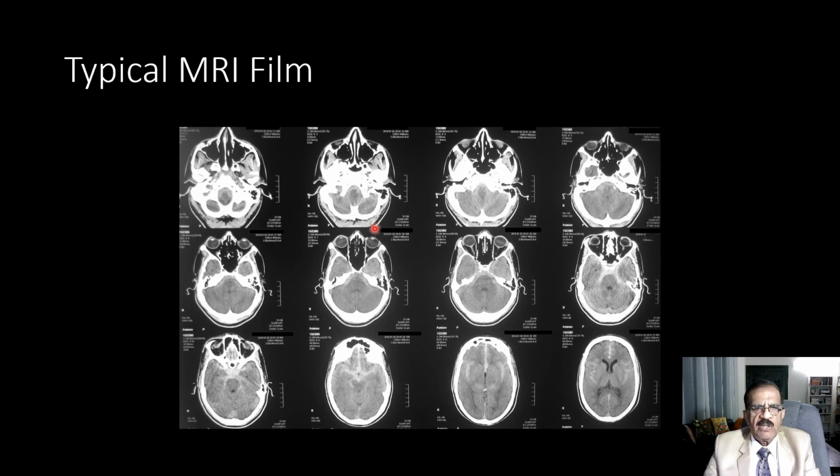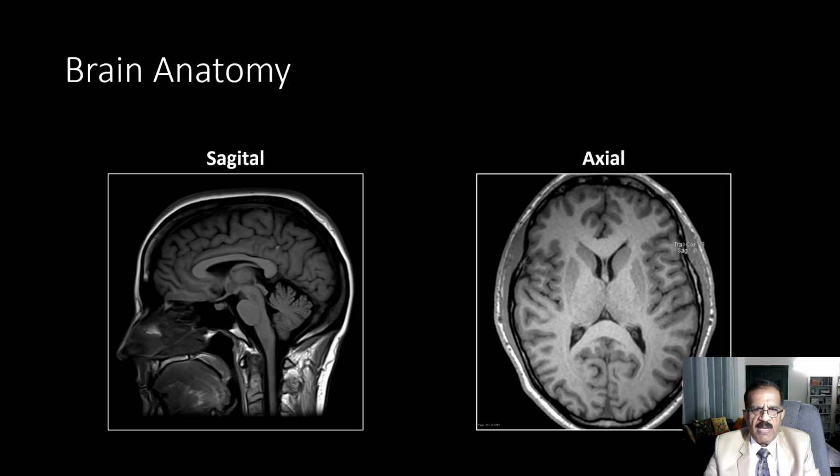Although these are two-dimensional images, when you see them in sequence, you actually construct a three-dimensional image in your brain, in your mind. Now this is the brain anatomy. You can't really appreciate it better. So see, this is such a nice thing.